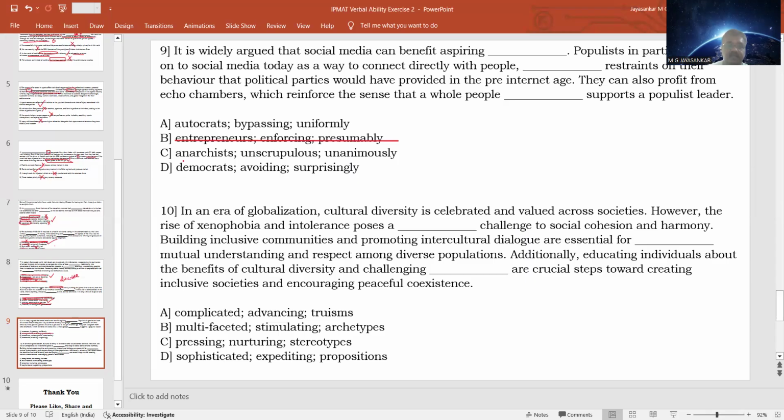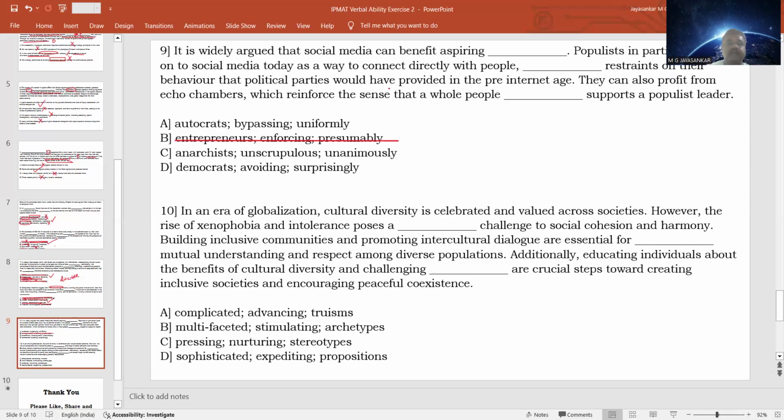Anarchist. An anarchist means a person who believes in lawlessness or a person who does not believe in the rule of law. Social media can be used by anarchists to drive their agenda because he is a populist, because he wants his agenda of anarchy to be a populist agenda. So this also is a good answer. Democrats, yes, again, since you are talking about people, Democrats also can make use of social media. So only B can be eliminated.